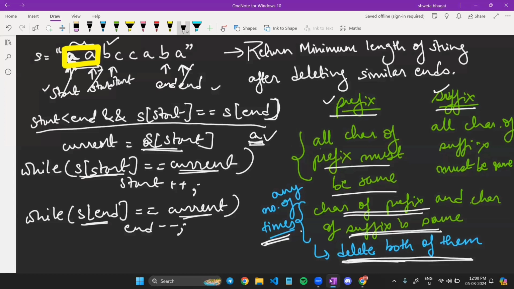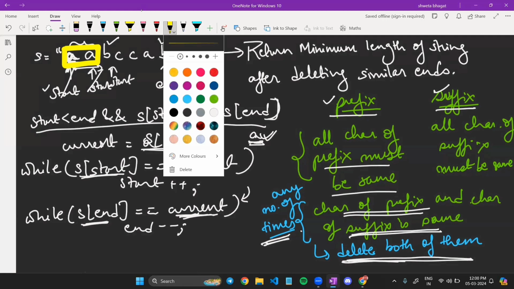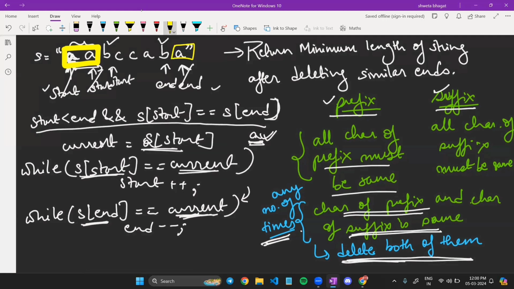Now we'll see that is s of end equal to current. What is s of end? S of end is now b. So is b equal to current? Current is a. Is b equal to a? So no, b is not equal to a. So we will come out of this while loop as well. So now we have got the suffix as well. And what is the suffix? The suffix is this a. Correct?